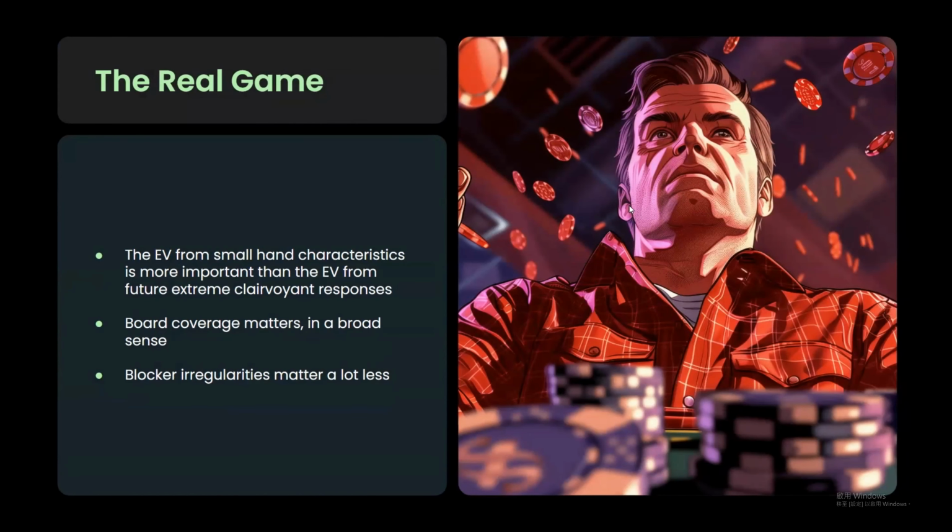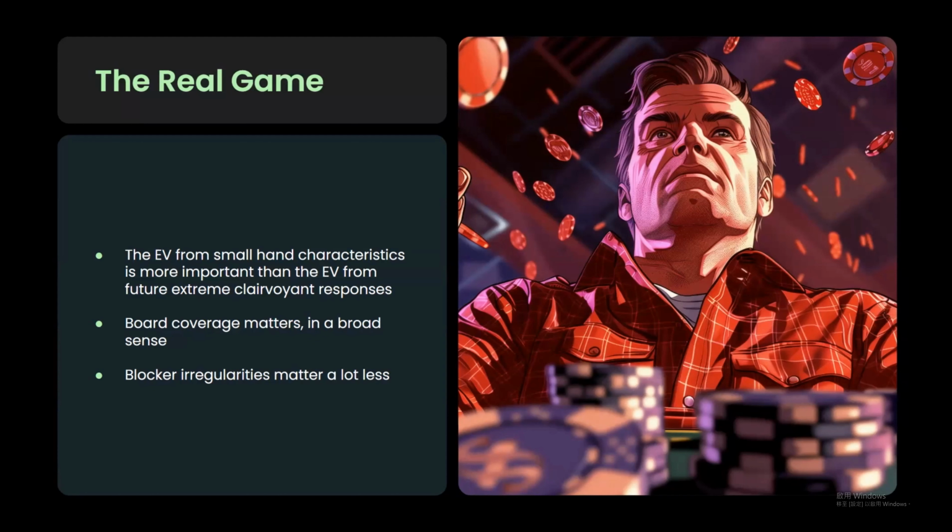The EV from small hand characteristics is more important than the EV from future extremely clairvoyant responses, right? The original CFR solver is trying to protect against extremely clairvoyant responses by mixing everything up, by giving up a little bit of that hand characteristic, just straight up logical source of EV. Board coverage matters in a broad sense, right? So there are things that humans can exploit.